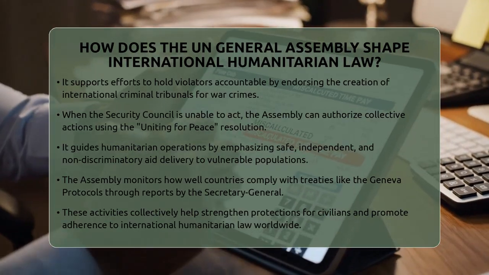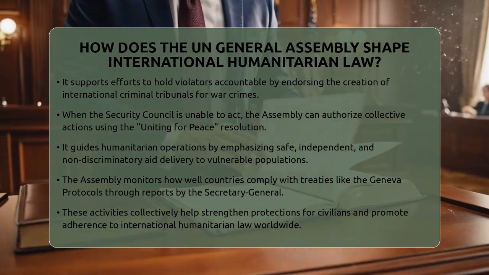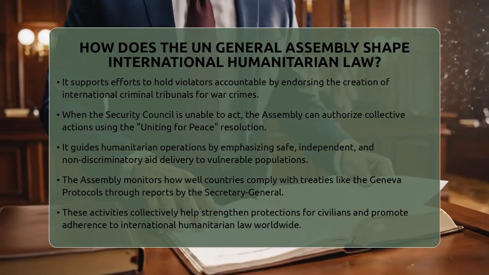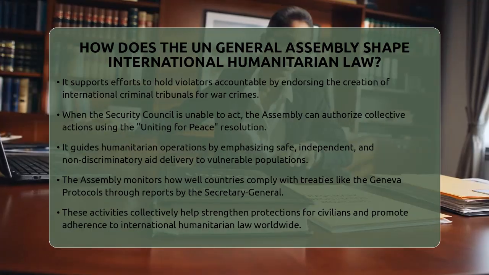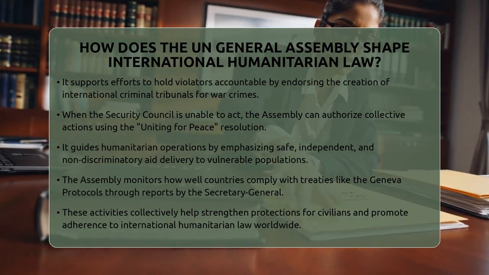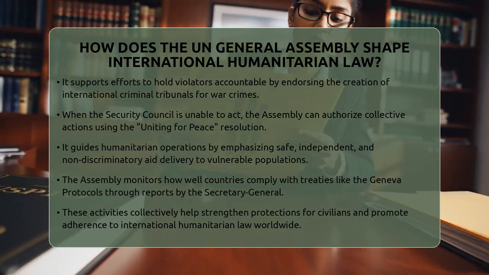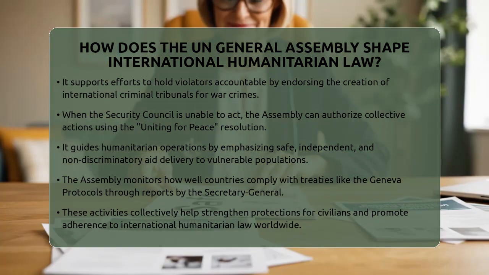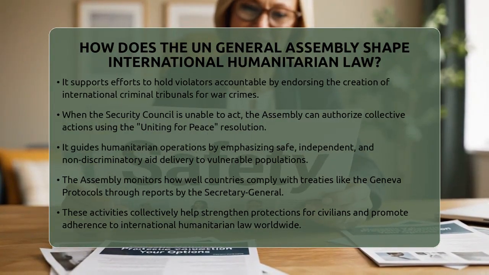All these activities show how the United Nations General Assembly helps shape international humanitarian law. It sets standards, promotes respect, supports cooperation, pushes for justice, enables collective action, guides relief efforts, and monitors compliance. Together, these efforts strengthen protections for civilians caught in conflicts worldwide.